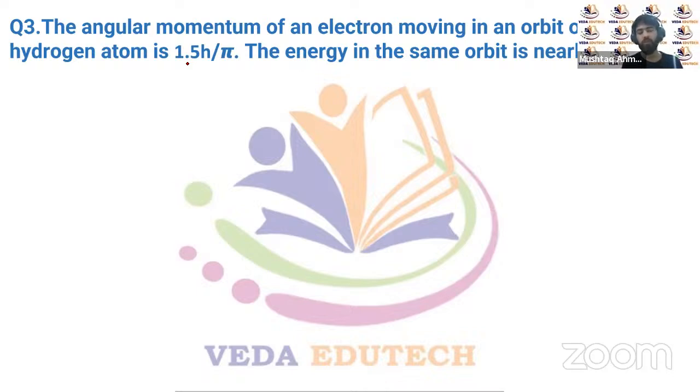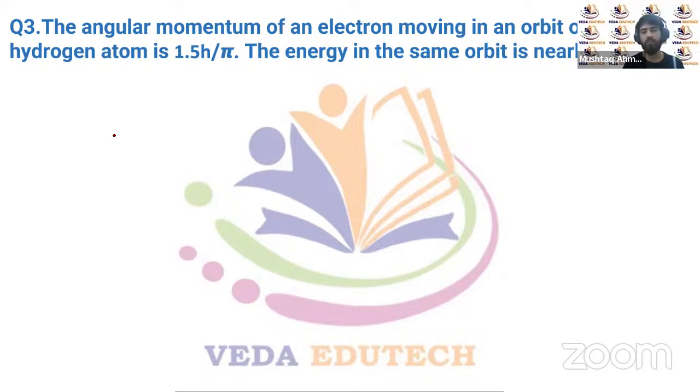Now let's talk about question number three. The angular momentum of an electron moving in an orbit of a hydrogen atom is 1.5 h upon pi. The energy in the same orbit is nearly what? So there is an electron in one of the orbits of the hydrogen atom, and in that orbit the angular momentum of the electron is given as 1.5 h upon pi. And in the same orbit, we have to calculate the total energy of the electron.